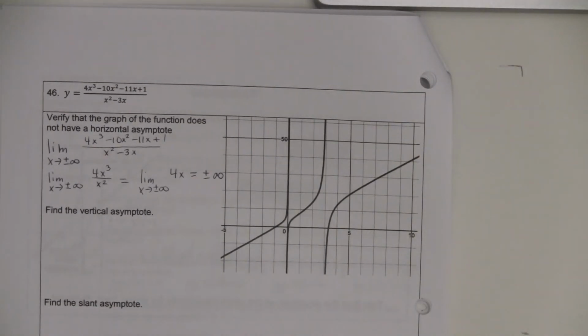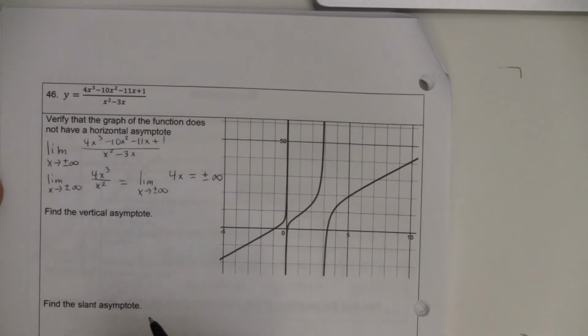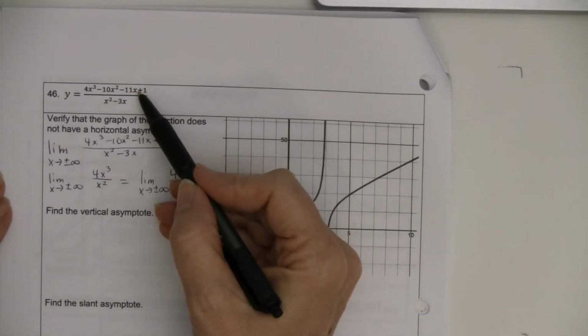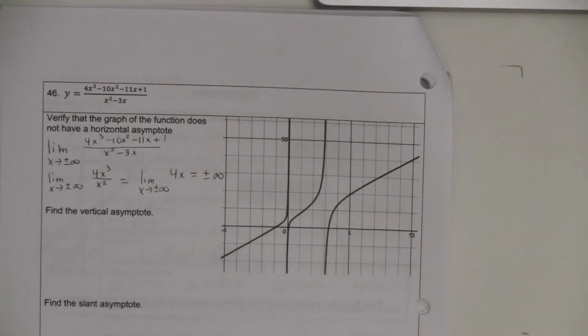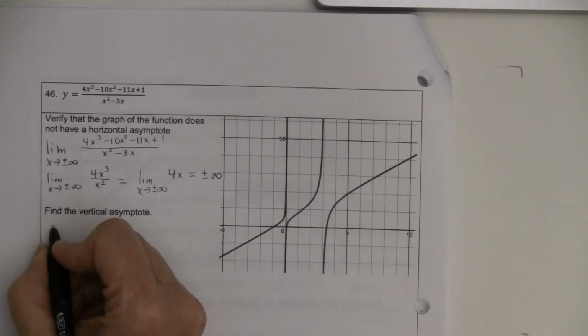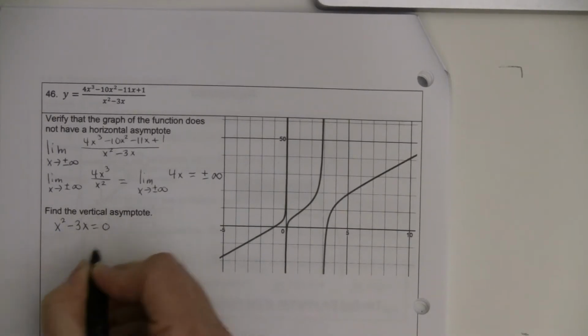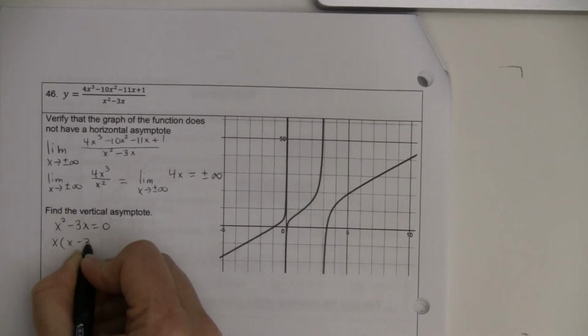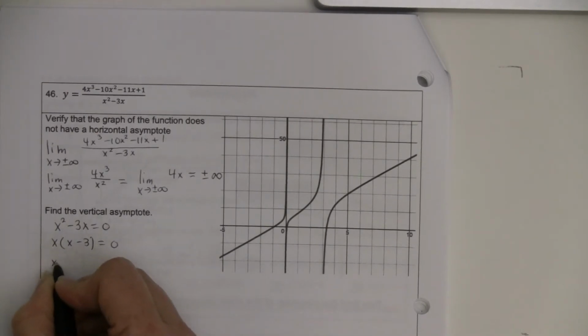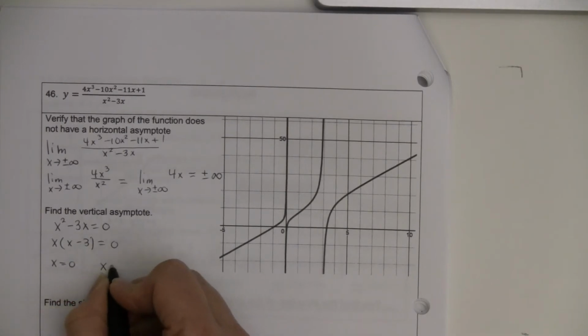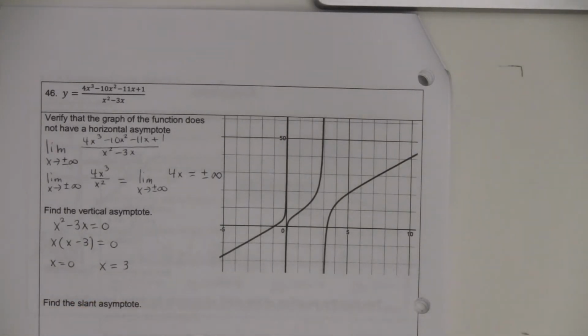And so I want to find the vertical asymptote. How you do that is you make sure that your function here is reduced. And you can see that the numerator with four terms there would be difficult to factor, but the denominator factors as x times x minus 3. So, and I'm going to show you a way to verify that it's reduced, our denominator x squared minus 3x equals 0, right? So this gives us x equals zero, that's one vertical asymptote, and x equals three is another possible vertical asymptote.